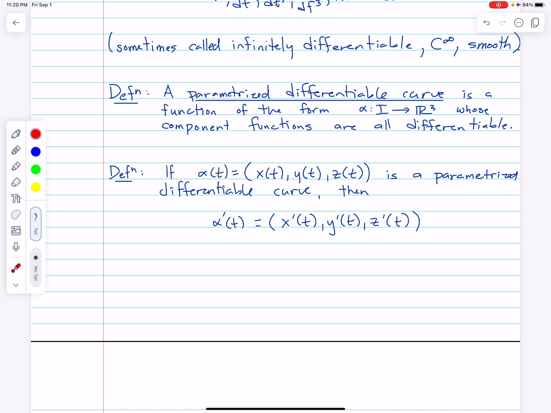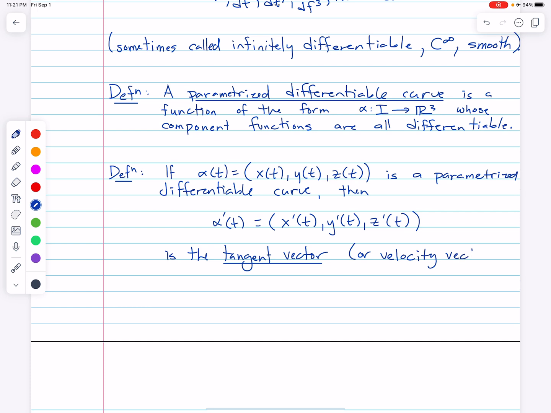Okay? And so we're going to call this the tangent vector. Sometimes we call it the velocity vector of alpha at the point t.